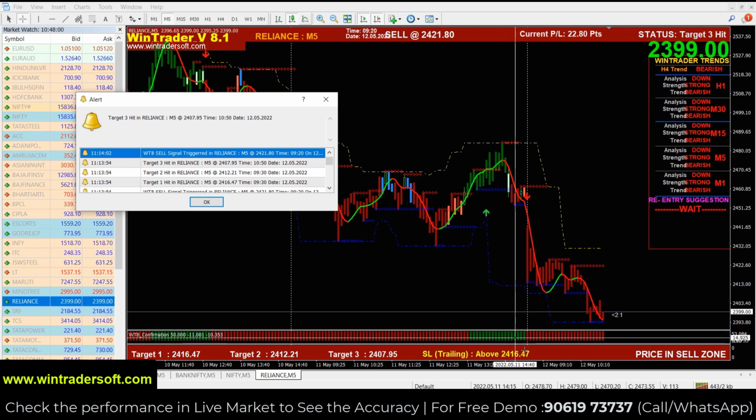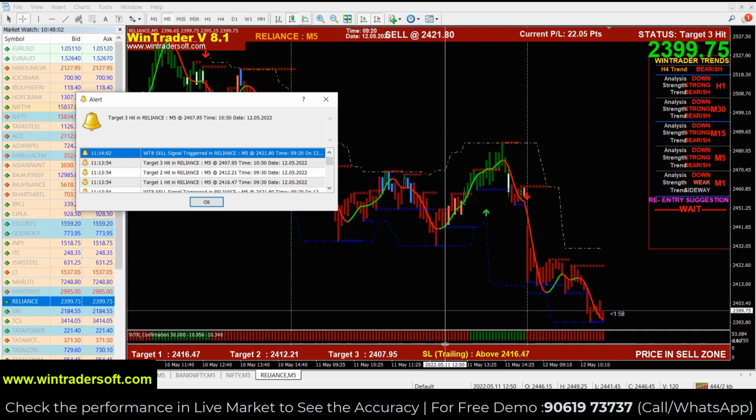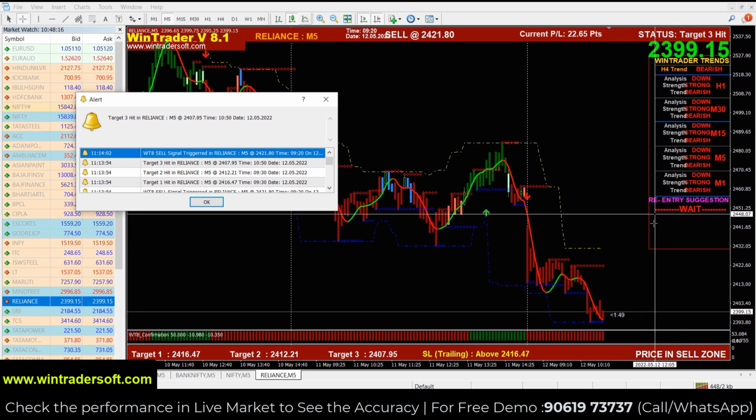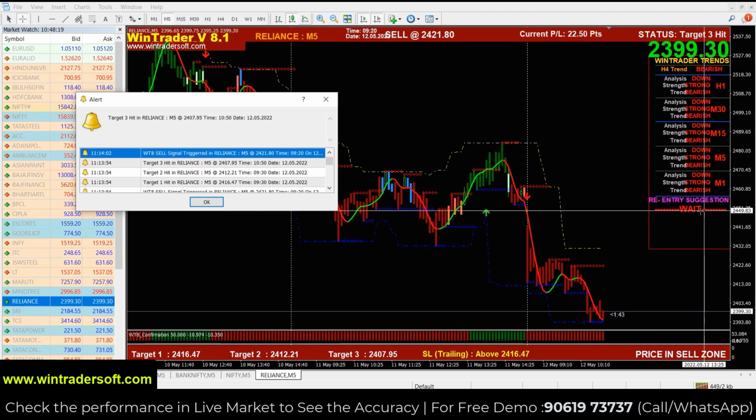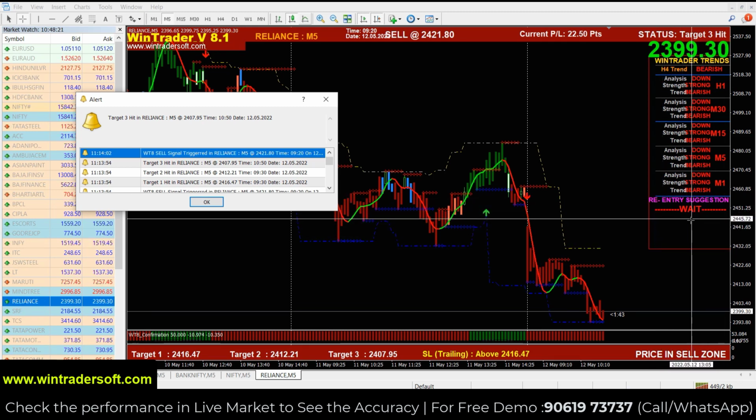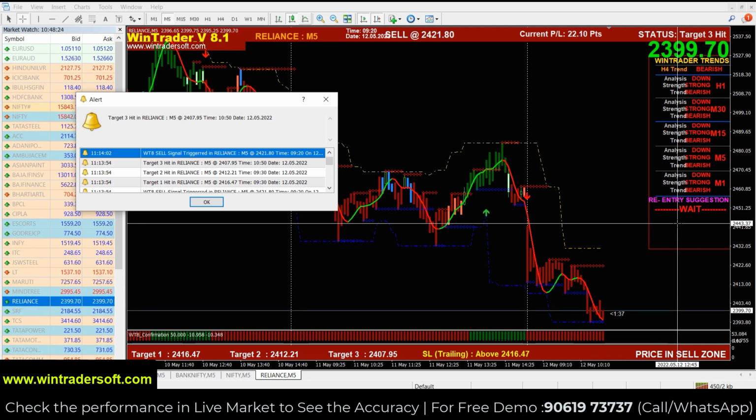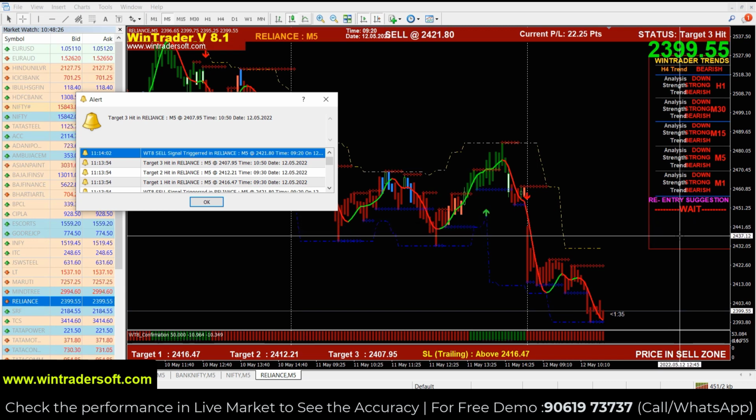Once we enter the market, on the dashboard below you can see the stop loss displayed here, and it's a trailing stop loss. On the right and left side you can see target 1, target 2 and target 3. There are 3 targets. If the signal continues after hitting our target, at that time the software gives a re-entry option. You can see the re-entry suggestion is right now showing wait. If the software gives a re-entry suggestion, in this place you will get a new entry point and a new target. If you want, you can re-enter at that level and exit at that target. If you don't want to take any re-entry signal, then you can wait for the next fresh signal to come.